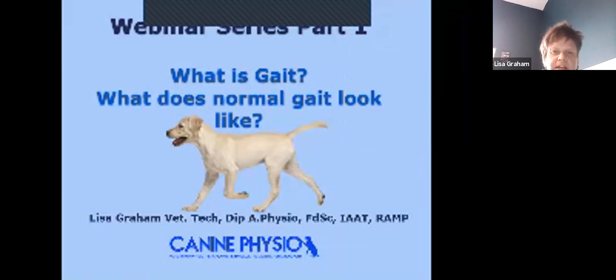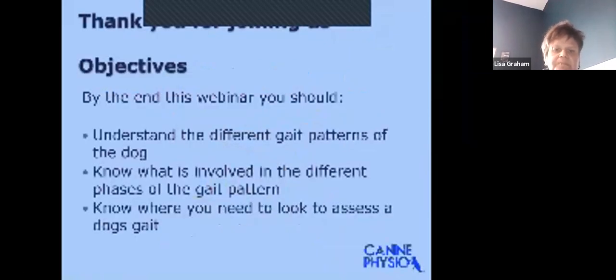So what we're going to look at today is gait. We're looking at normal canine gait, what gait is and what makes it up. By the end of the session, what I'd like you to walk away with is understanding the difference between the gait patterns that dogs have, knowing what's involved in the different phases of a gait pattern, and knowing where you need to look to assess a dog's gait correctly and accurately as well.